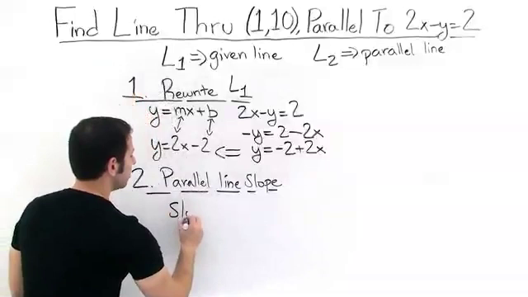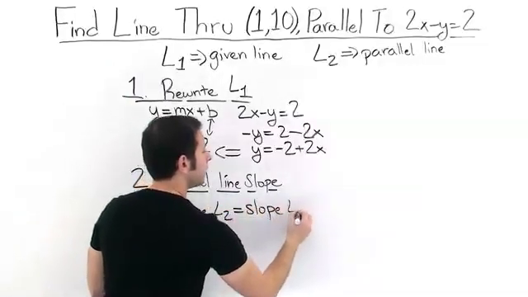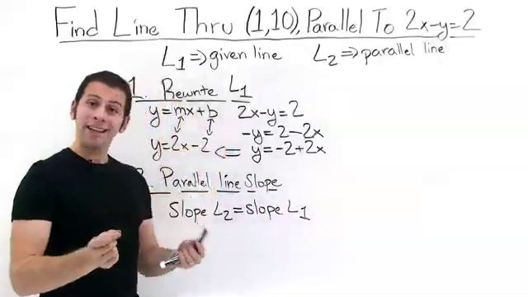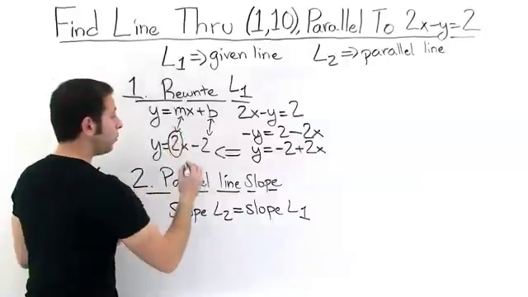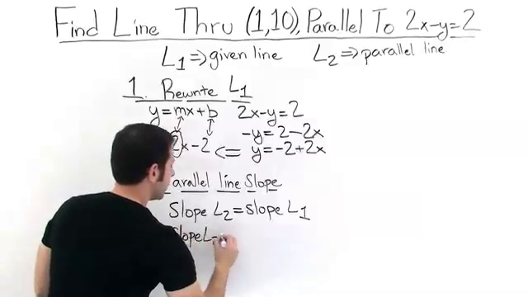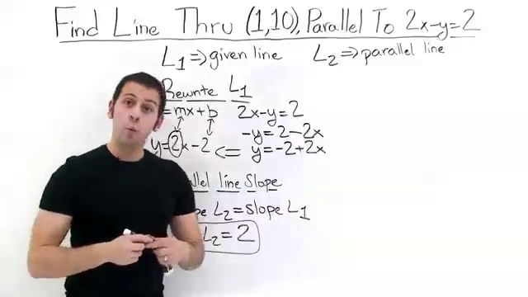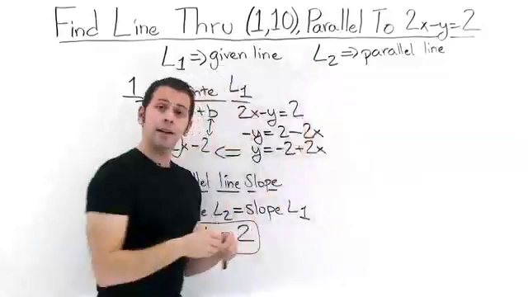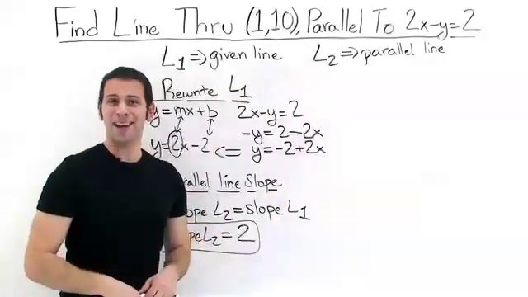So that means that the slope of L2 is exactly the same as the slope of L1, the same as our given slope. And remember, we rewrote our line in slope-intercept form, which means we know exactly what the slope is. The slope is equal to 2. So that means the slope of L2 is equal to 2. We know exactly what slope we need. So that's one piece of the puzzle. In trying to figure out the formula for this line, we know the slope. Now we need to figure out the intercept, and that's what we're going to do next.